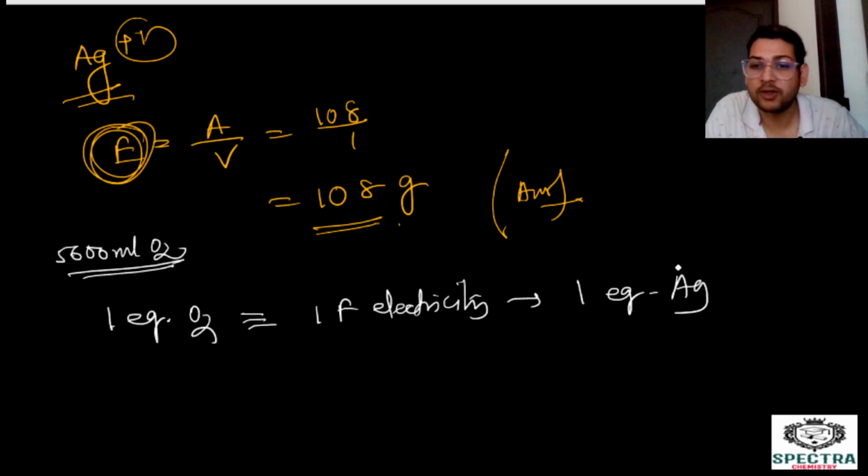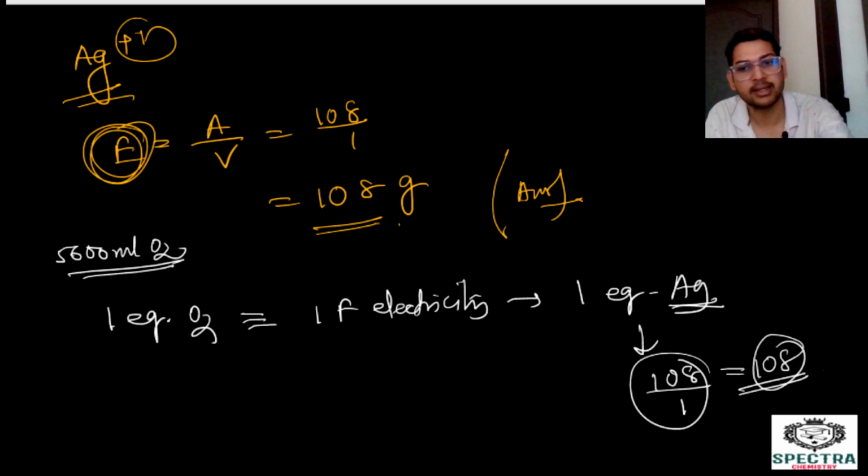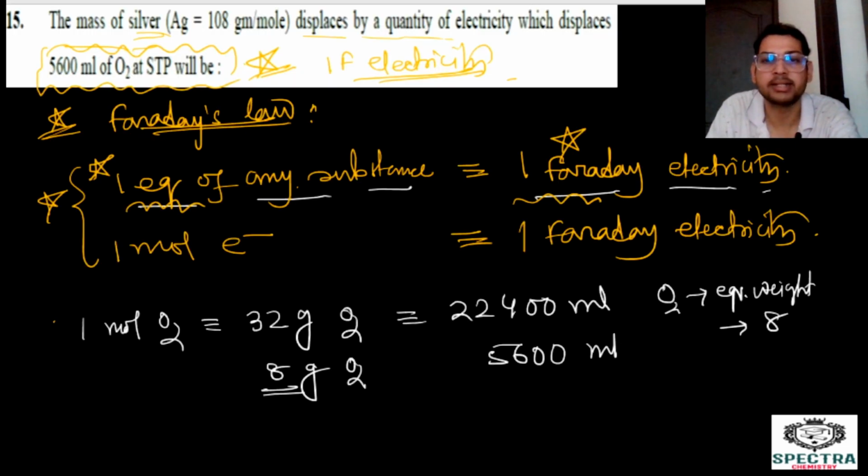Now 1 equivalent of Ag also you will get. And for Ag, 1 equivalent means its atomic mass by valency factor. Ag is +1. So that means 108 gram. It's so easy. Got it or not? So your answer will be 108 here.